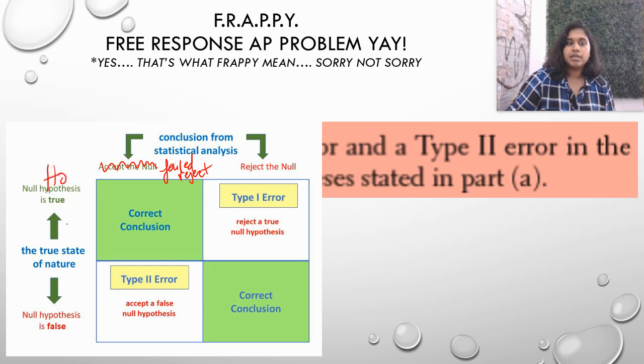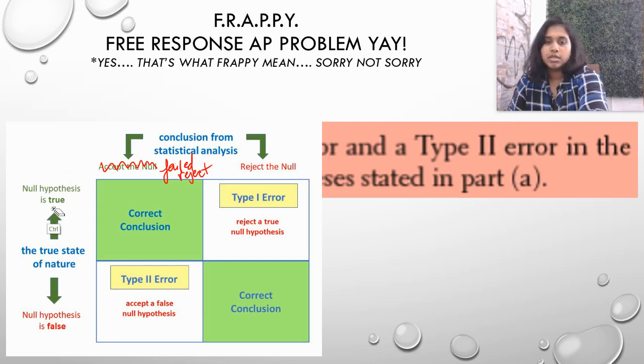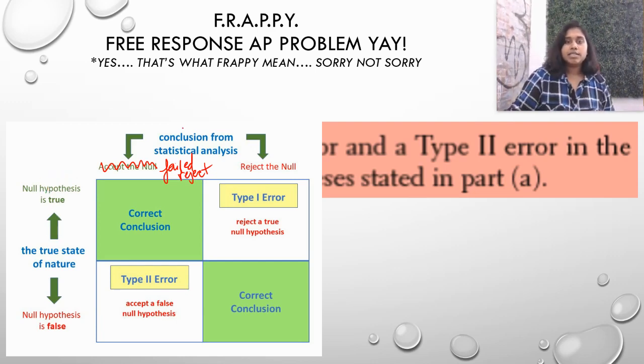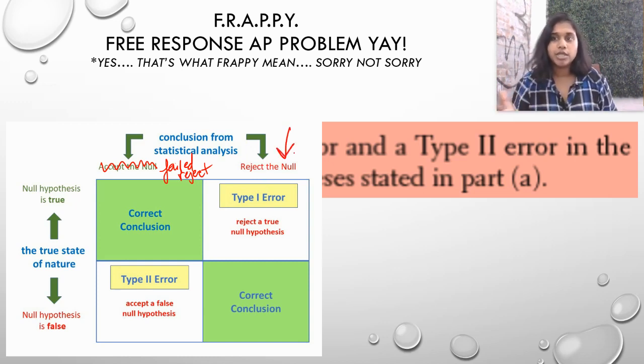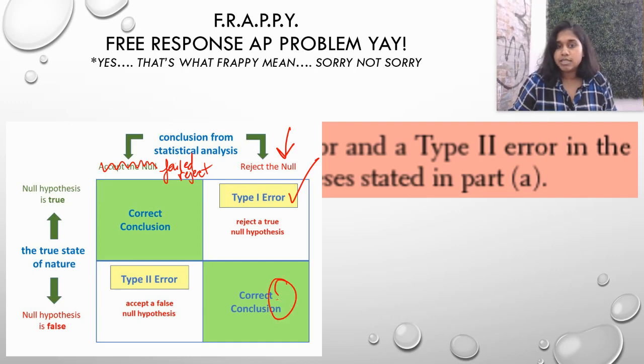So here's my null hypothesis. I don't know why I wrote that. Okay, so let's say I reject the null. We'll start there. I reject the null, which means I agree with the alternative. So if I reject the null and I'm incorrect, that's called a type 1 error. If I reject the null and I'm correct, great.